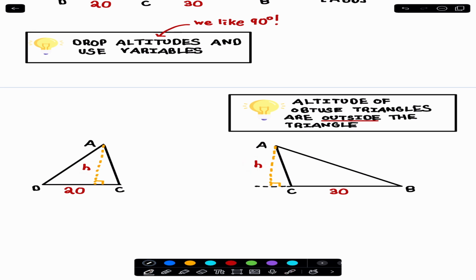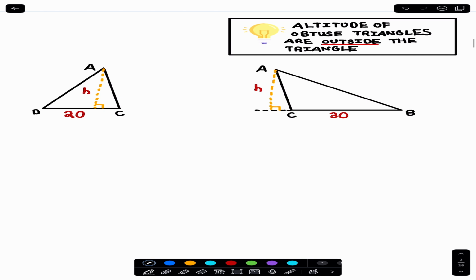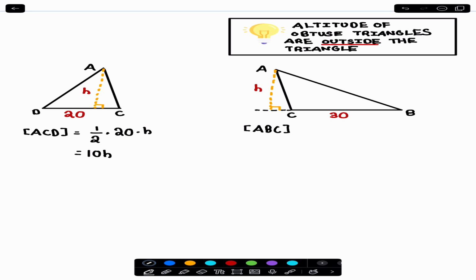Let's take some areas now. The area of triangle ACD, since this is a triangle, we have a base and a height. Therefore, we have this useful formula, half times the base, 20, times the height, h. That simplifies to 10h. Let's do this one. The area of triangle ABC is half times the base, 30, times the height, h. 15h.